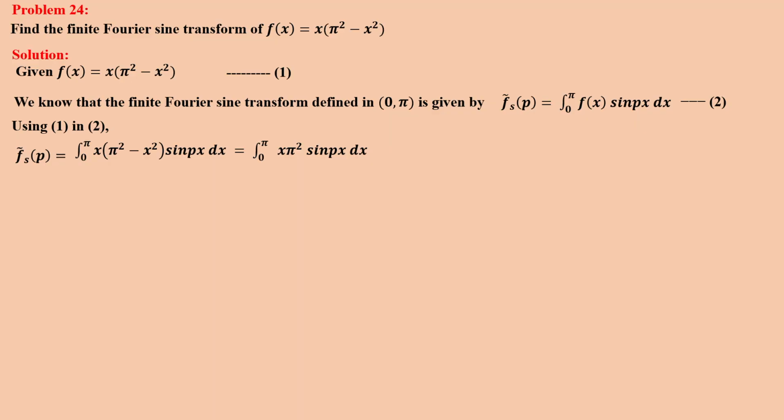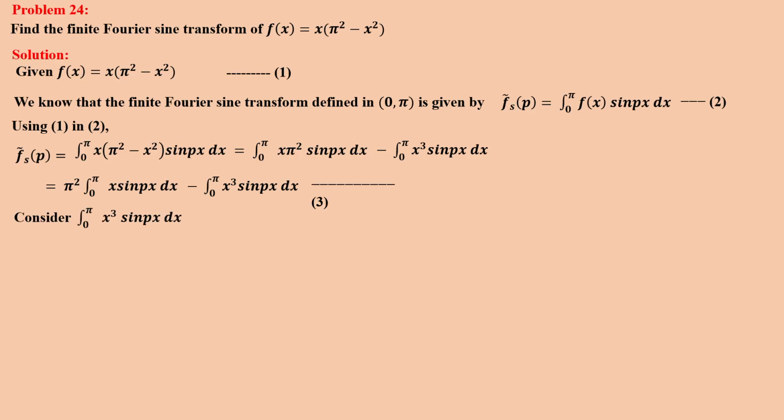So first one, x into pi square sine px dx, minus integral 0 to pi x into x square, that is x cube sine px dx. Pi square is constant, take it outside from the integral. So pi square integral 0 to pi x sine px dx minus integral 0 to pi x cube sine px dx. That is equation number 3.